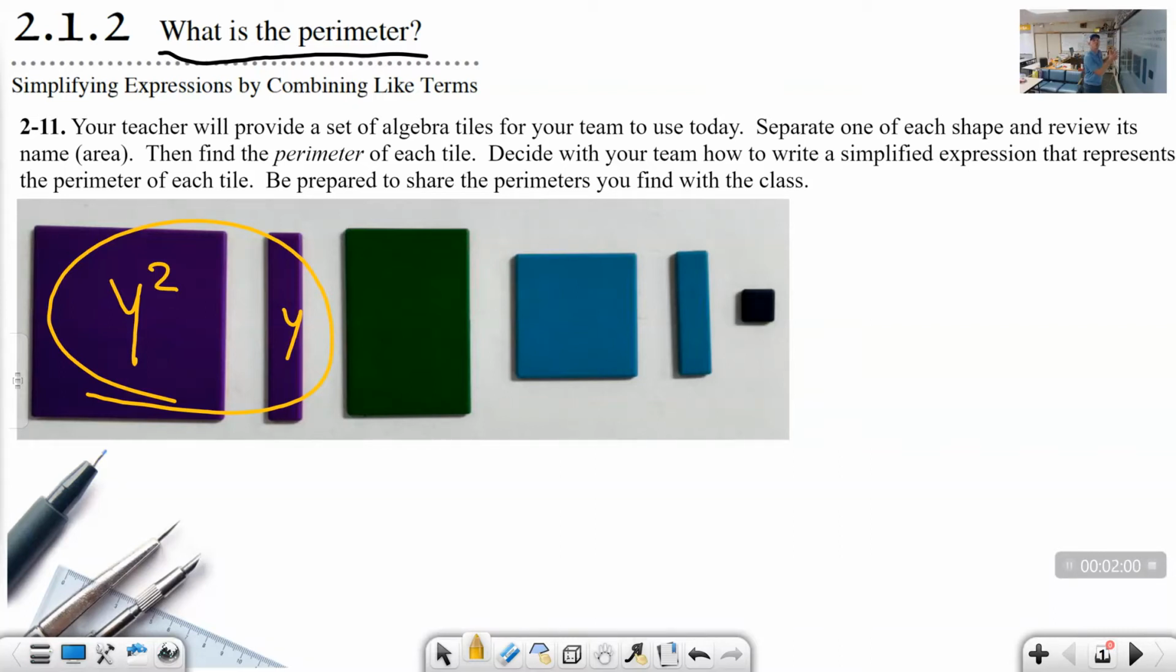This is a y square. This is a y rectangle. They're not the same. I can't say I have two. I have one y square and I have one y rectangle. See, when we give this variable, we're also talking about its shape. And when we combine them, we are combining the number of shapes. And so that's yesterday where we finished up.